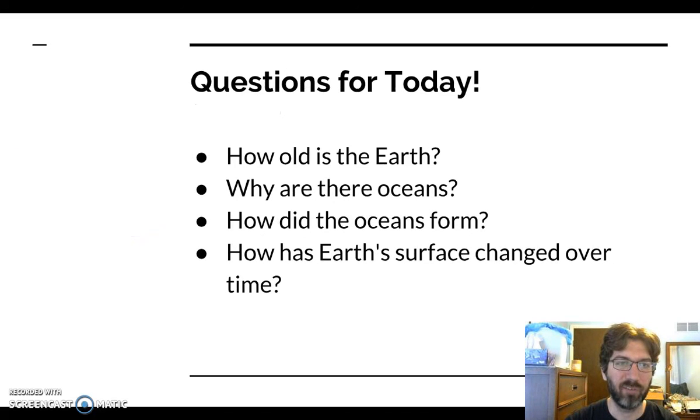Questions that we still have for geologists is how old the Earth is. That is debated still. We know it's been around for millions of years, but the exact date of that we're not too sure on. We still wonder about our oceans and how the oceans formed, and also changes in the Earth's surfaces over time and how that works.